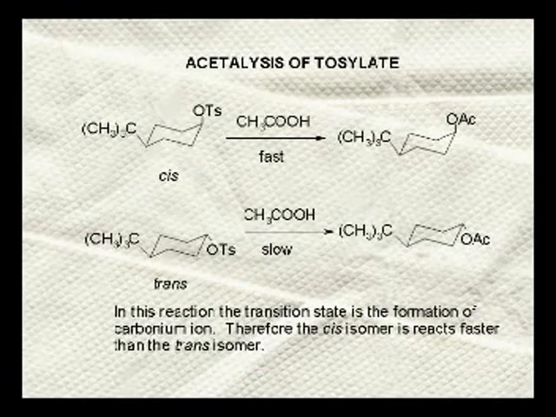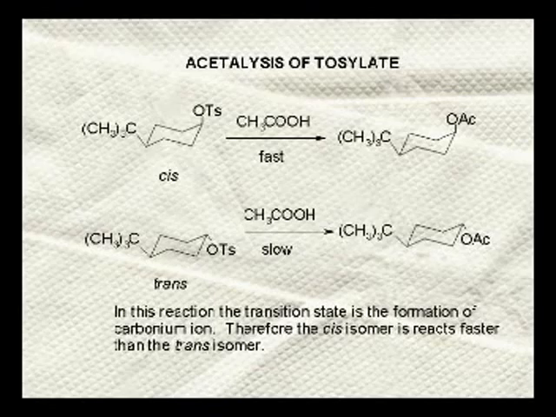In this case, we have taken both the cis and trans isomers. In the case of trans, we have the functional group at the equatorial position. But if you go to cis, the functional group is available at the axial position. Among the two isomers, which one will react faster? That question will come. According to the conformational changes, the cis one will react faster than the trans. The reason is this.